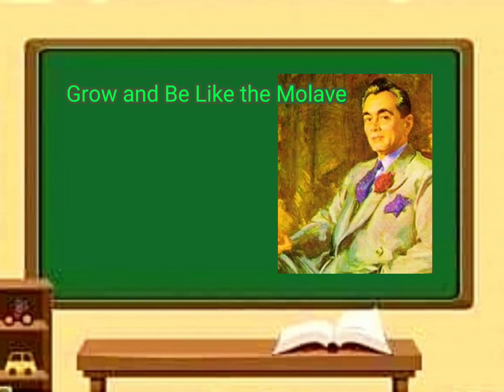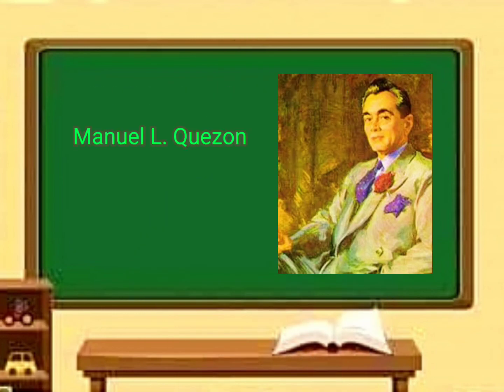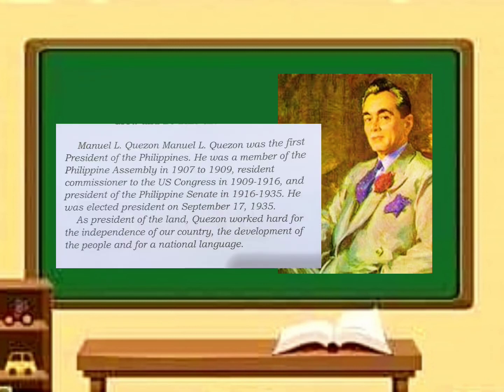Grow and Be Like the Mojave by Manuel L. Quezon. Manuel L. Quezon was the first president of the Philippines. He was a member of the Philippine Assembly in 1907 to 1909, Resident Commissioner to the U.S. Congress in 1909 to 1916, and President of the Philippine Senate in 1916 to 1935. He was elected President on September 17, 1935.